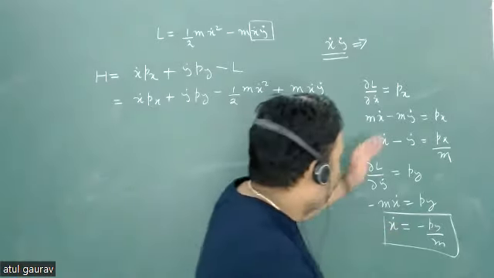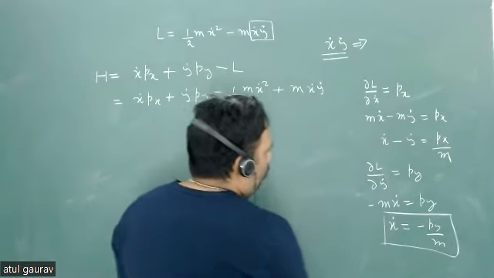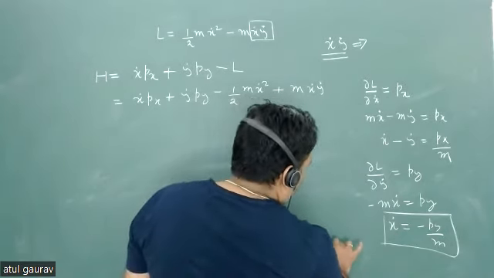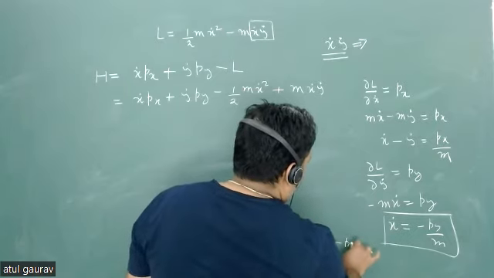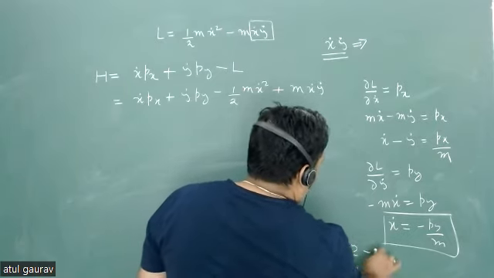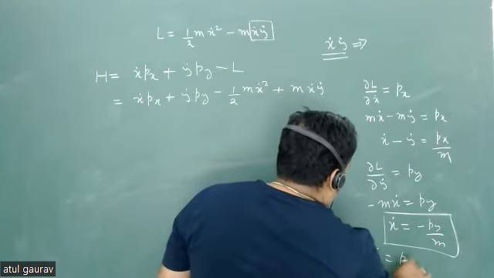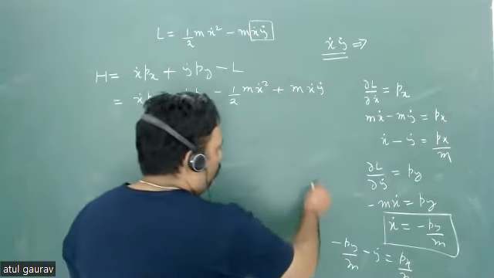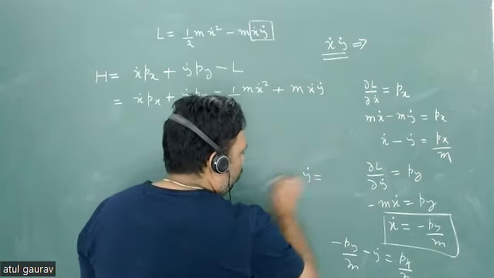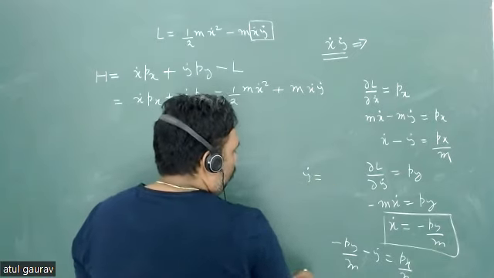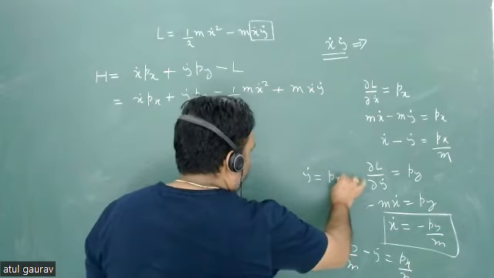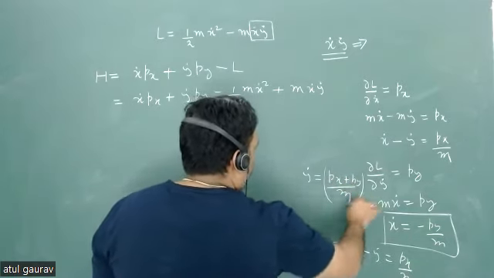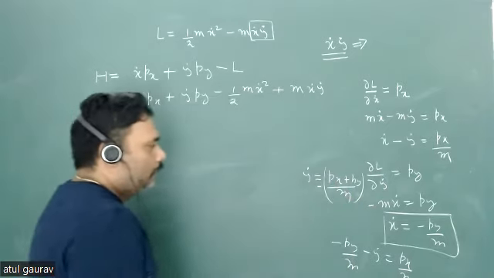So we can replace x dot here. So when we replace x dot, then what will happen to y dot? So x dot is equal to minus py upon m, minus y dot is equal to px upon m. And what you can do, you can write y dot is equal to px plus py by m, and we can take negative sign here.